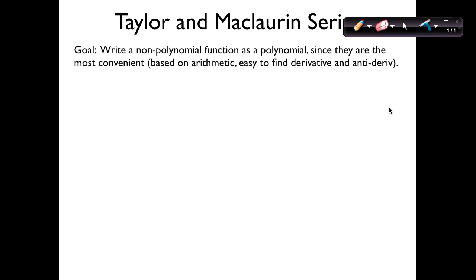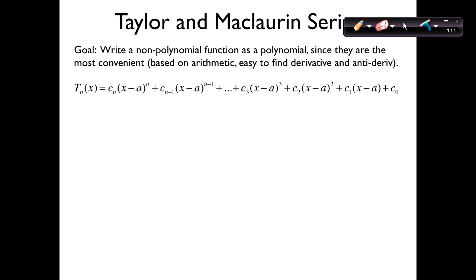What is our goal? Our goal is to write a non-polynomial function as a polynomial. We call the non-polynomial function, I've been calling that f, and a polynomial capital T, okay? They're the most convenient to work with. And so here was our Taylor polynomial, right? Our nth degree Taylor polynomial shifted to be centered at a, right?